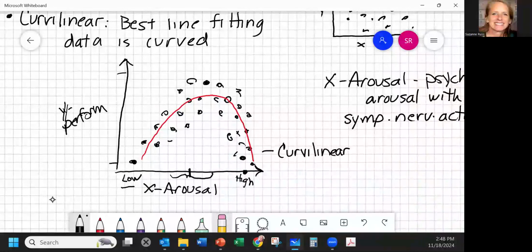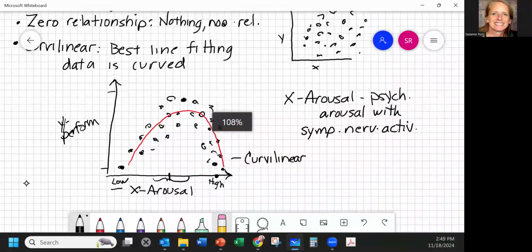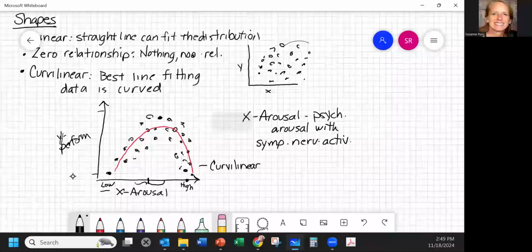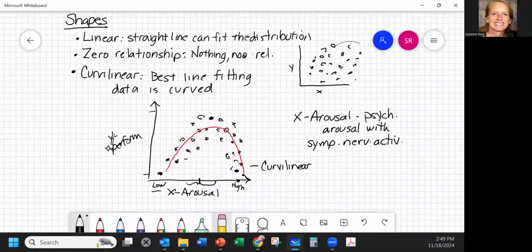And there are other common relationships like this. We won't go through this now. That's not the purpose of this course. So those are the shapes that these relationships can take.